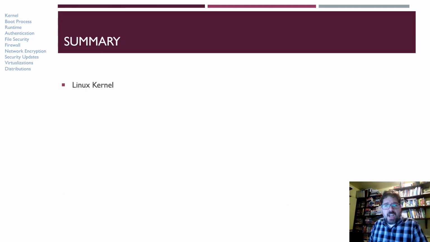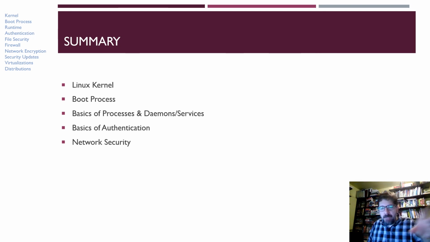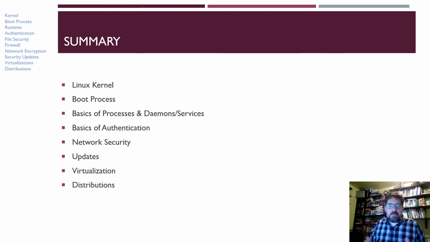So in summary, we talked about the Linux kernel, we talked about the boot process, I talked about processes, daemons, and services, a little bit about how they work and how to manage those. We discussed authentication. We probably spent the most time talking about network security, and in the lab we do a lot of network security stuff in this unit. We're going to talk about some of that later on in the course as well. We talked about updates, virtualization, and I finally ended by talking about some of the variations and distributions.